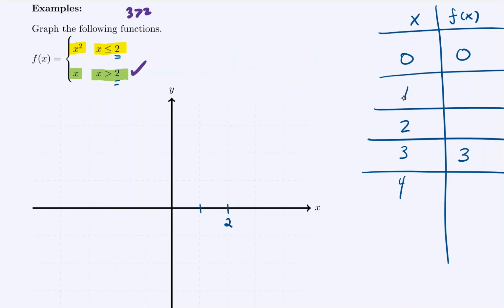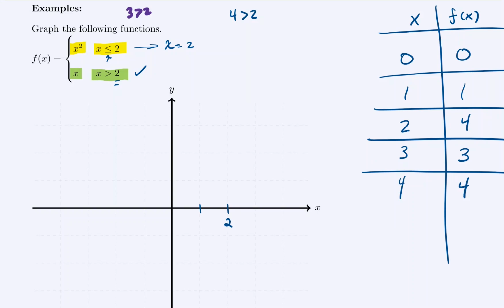Okay. Now when x is 1, we are still less than 2, so we're acting like the function x squared. 1 squared is 1. Now since the inequality said less than or equal to 2, at x equals 2, we still act like the function x squared. So we've got to square 2, which would give us 4. Now when we are at 4, 4 is strictly greater than 2, so now we're acting like the function y equals x. Inputting 4 into the function y equals x, we would get 4 back as a result.